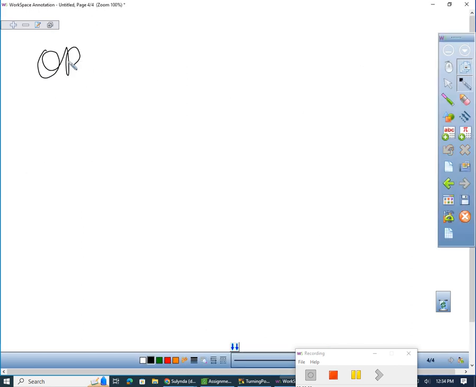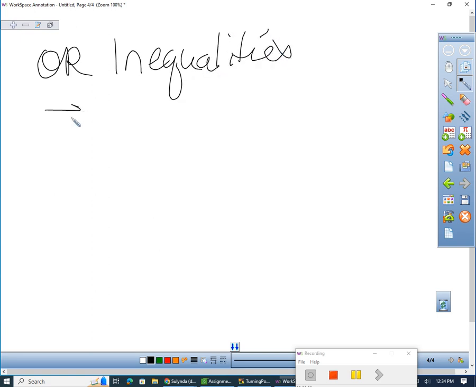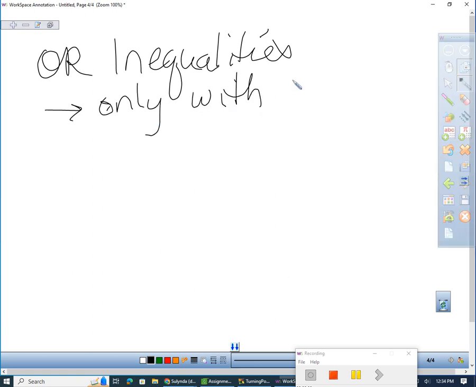OR inequalities can only be written one way. Only with OR in between. It's the only way an OR can be written. So here's example number 3.